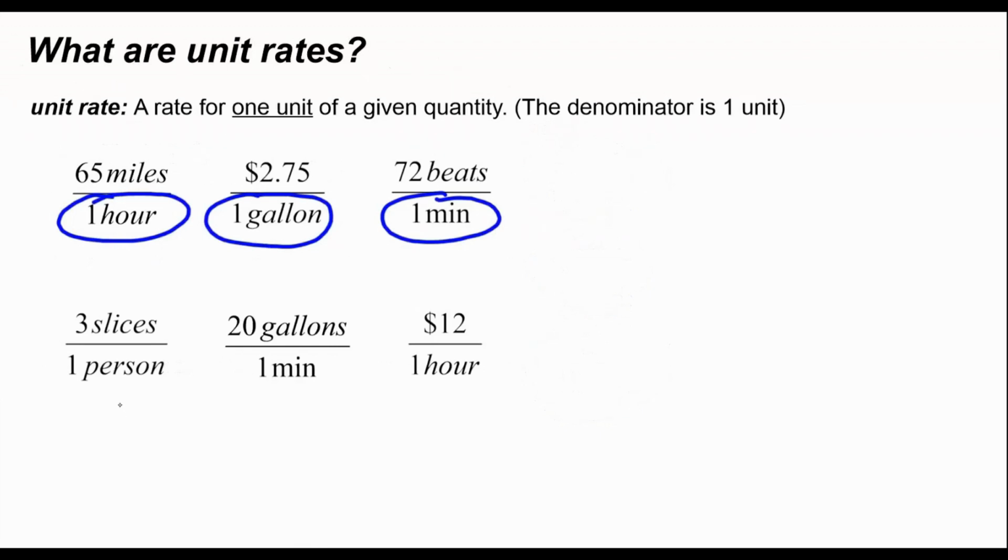If we're sharing some pizza, it's 3 slices for every 1 person, or 3 slices per person. That would be a unit rate because we're comparing the number of pieces that just one person gets. 20 gallons every 1 minute, or 20 gallons per minute would be a unit rate. Or if you're working at a job and you earn $12 every hour, so that would be $12 per hour. These are all unit rates because that denominator, or that bottom number, is 1.